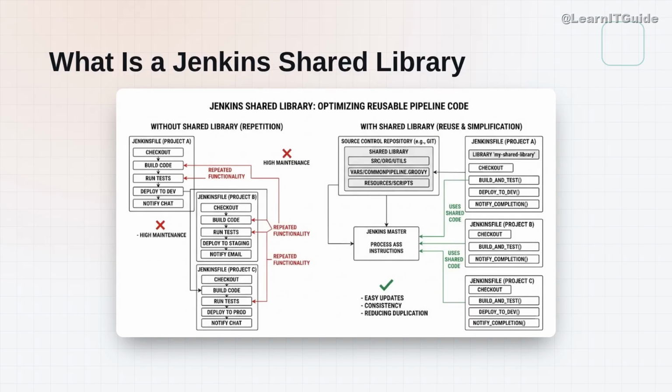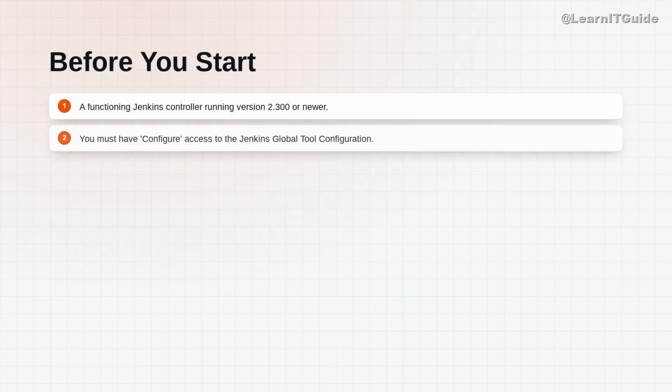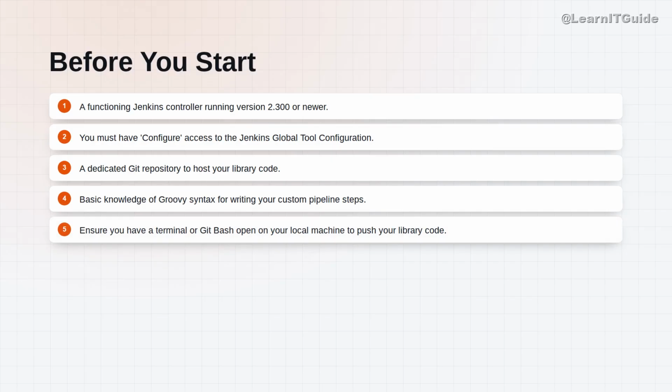So what is a Jenkins shared library exactly? Imagine your Jenkins pipelines are like building blocks. Without a library, you are building every single structure from raw, custom-carved wood every time. With a shared library, you are essentially creating a set of standardized, pre-built components that any developer in your organization can snap together. You define the logic once in a central place, and then every project simply calls those predefined steps by name.